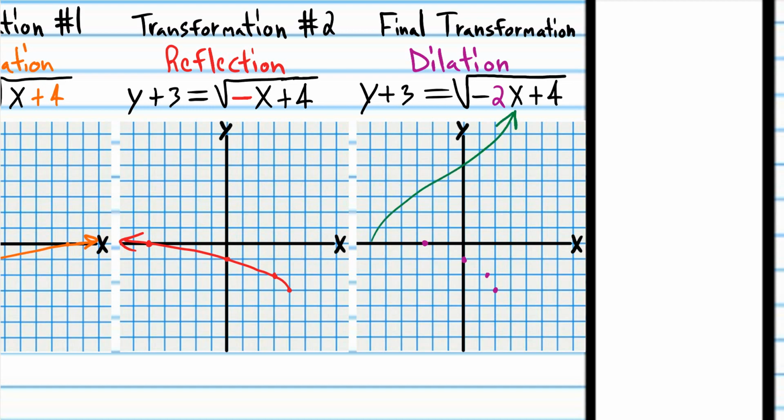Plug in negative 6 for x. Negative 6 times negative 2 is 12. 12 plus 4 is 16. Now, why do we care about that? Because 16 is a perfect square. The square root of 16 is 4. Then we have y plus 3 is equal to 4. And obviously you're going to subtract 3 from both sides, and we get y is equal to 1. So you plug in negative 6, you get 1. So 1, 2, 3, 4, 5, 6, and up 1.